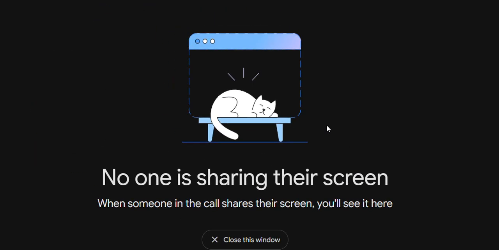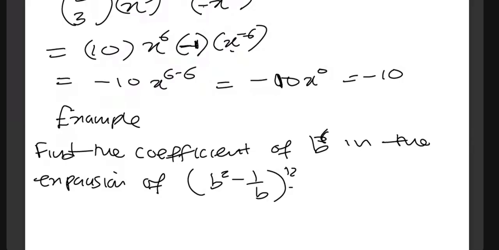I don't like the way I'm writing on the screen, so let me stop sharing. And that's 1 over b, then raised to the power 12. I hope you are writing. You have your book somewhere, you are seated on a table, you are writing. I hope so. Yes, sir. Okay. If you say so.